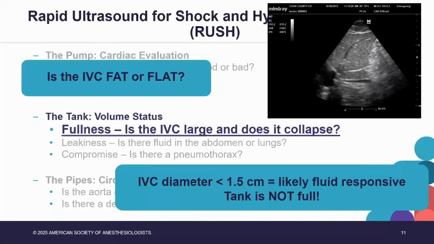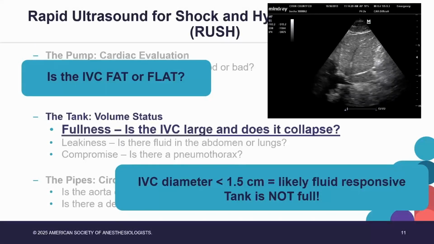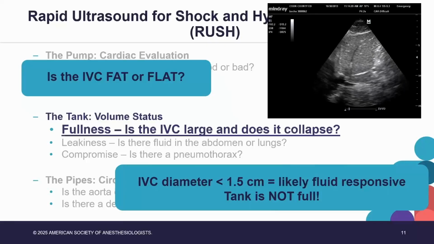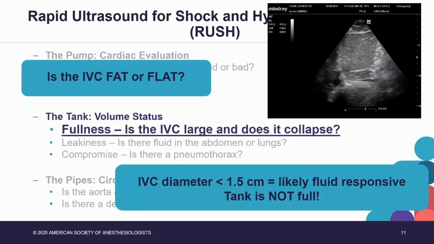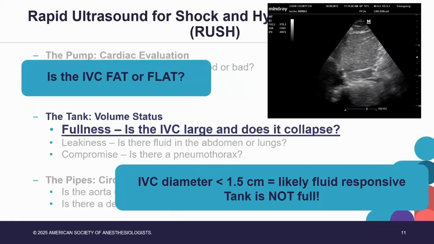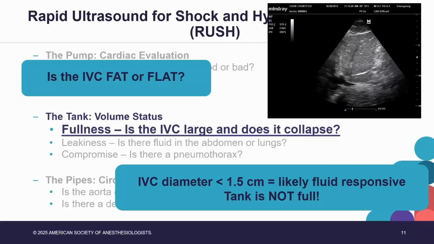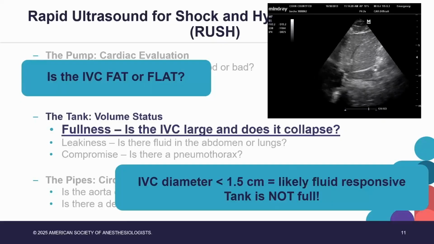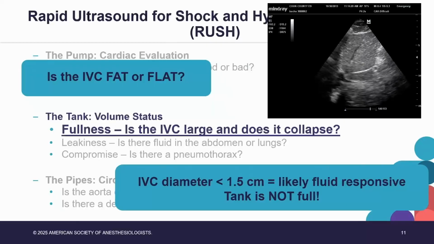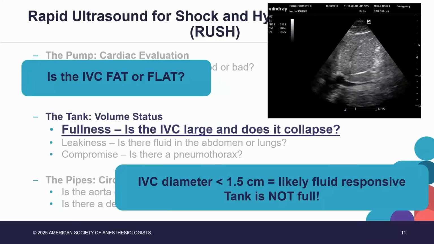Going on to the tank, fullness of the tank. Is the IVC large and does it collapse? The IVC is most helpful at the extreme. So in emergency medicine, we always say, is it fat or is it flat? If you look at the literature, I think a good number that I like to teach is that if the IVC diameter is less than 1.5, the patient is likely going to be fluid responsive, and you can say that the tank is not full.